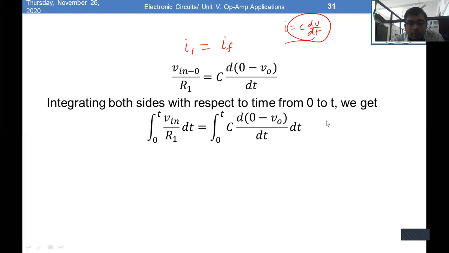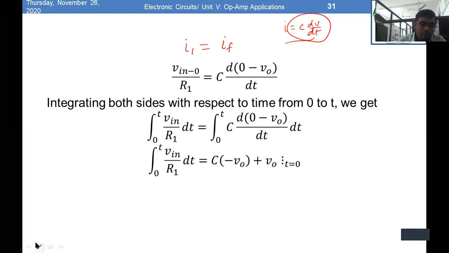When you perform the integration, I have not disturbed the LHS, but we perform integration on the RHS. C is a constant, so it comes out of the integration. Then minus V naught, as dt is cancelled out, so minus V naught up to this would be considered as C times minus V naught plus V naught at t equal to 0. So this is the constant term, you can say, that is only valid for the t equal to 0 time period.